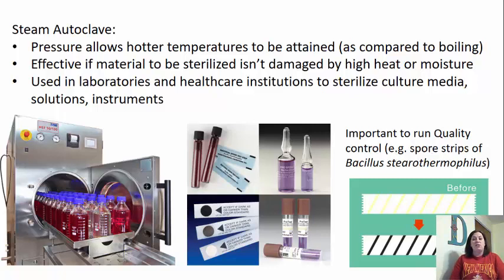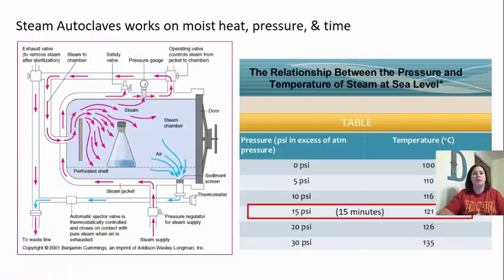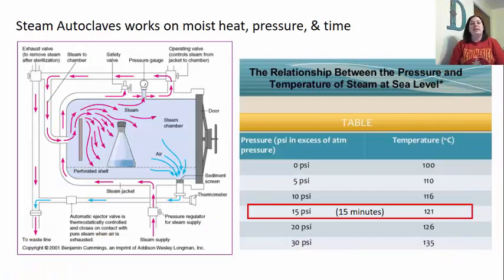One way you can do this is through strips. This one has a type of organism embedded in the strip, and if it is killed, then you see that it gives you a color indication. Again, quality control is really important, especially before you throw something in the normal garbage, because you don't want it to potentially infect others. So when you're looking at steam autoclaves, they work on moist heat, pressure, and time.